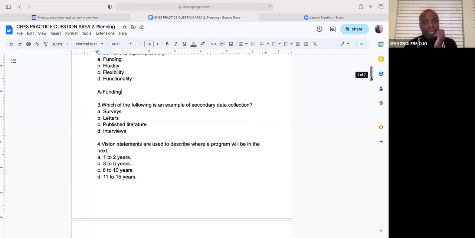So question number 3, which of the following is an example of secondary data collection? Now, the most important thing you want to ask yourself here is, what is secondary data collection? Very simple. The data that you are using that you didn't collect yourself. It is not primary. You didn't collect it, right? So it was basically not done by you. It was done by some other persons for some other intervention on a government website, CDC, AHRQ, and the likes of those places. So of course, here the answer is going to be published literature, right?